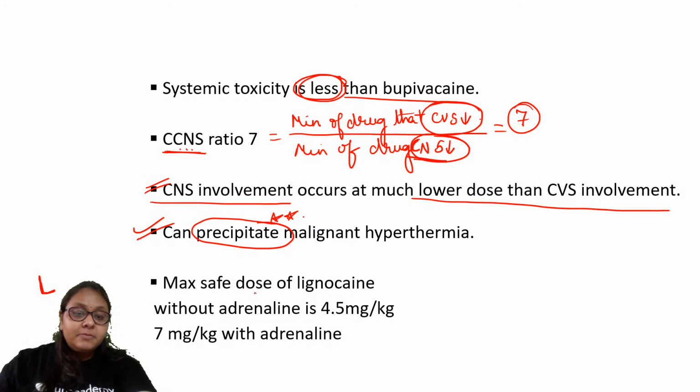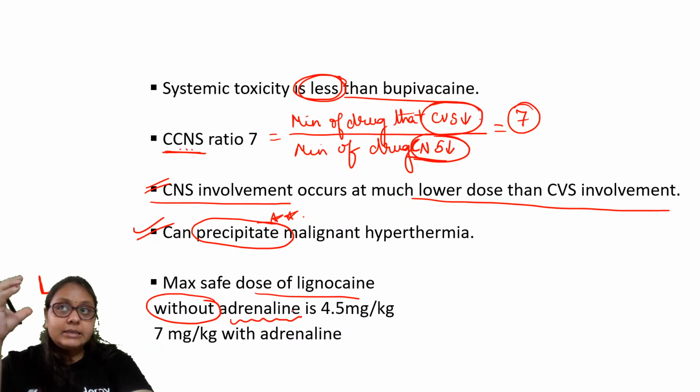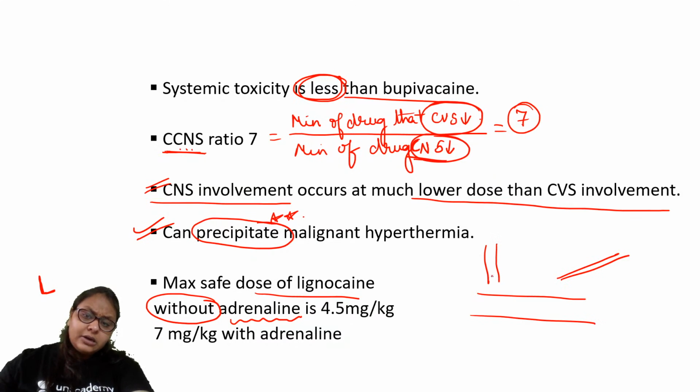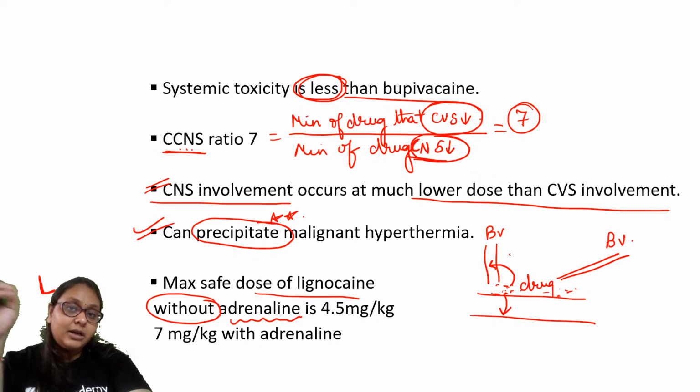Now lignocaine, the maximum safe dose if it is asked without adrenaline. What is adrenaline? It is a vasoconstrictor. If this is the nerve tissue, what will be surrounding it? Blood vessels will also be present. When I am giving the drug over here, some amount of it will be absorbed by the nervous tissue, but some amount of drug will go into the blood vessels also, and that can cause local anesthetic systemic toxicity.